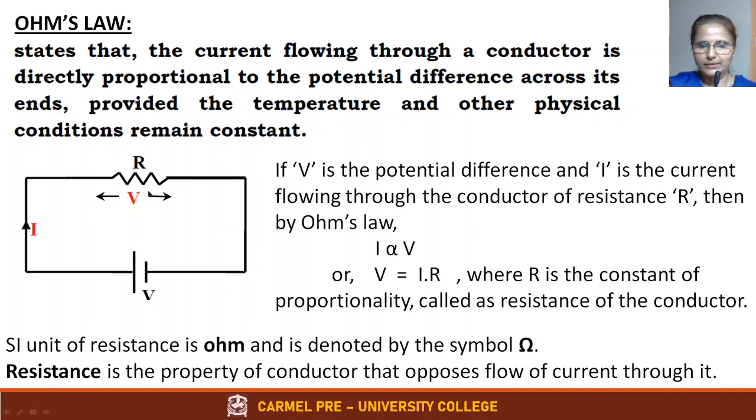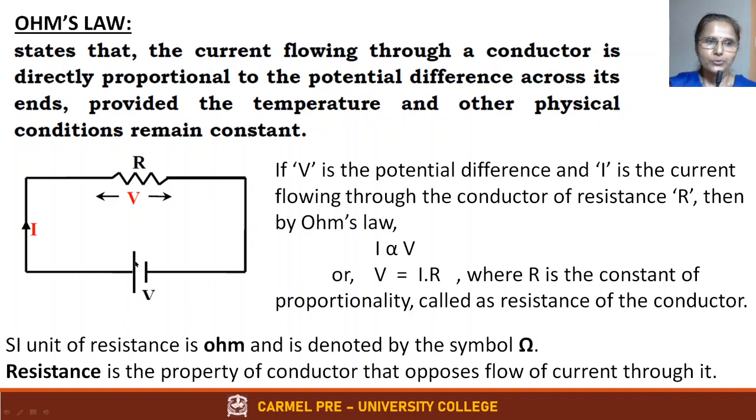So the resistance of the conductor means it opposes the flow of current. Resistance is the property of a conductor that opposes the flow of current through it. More resistance means more opposition. That's what you're supposed to understand. It is like having humps on the road. If you have big humps, will the speed be fast or slow? Like that, if the resistance value is more, the current is going to reduce.